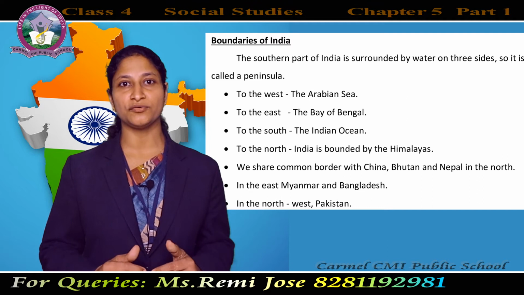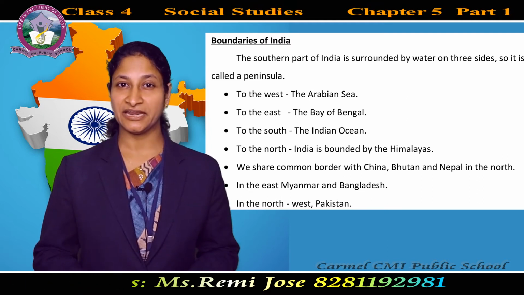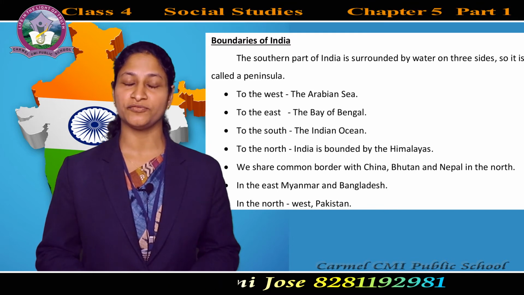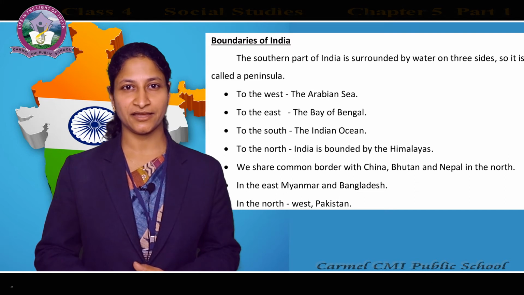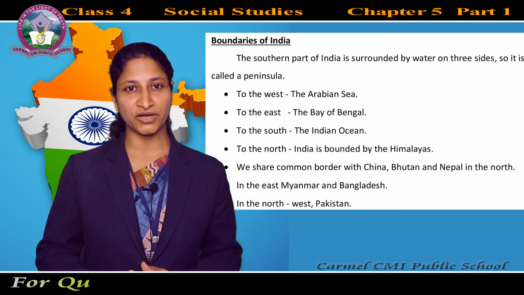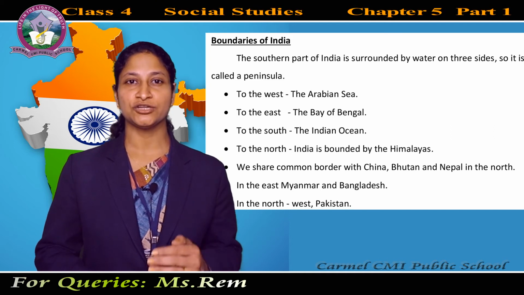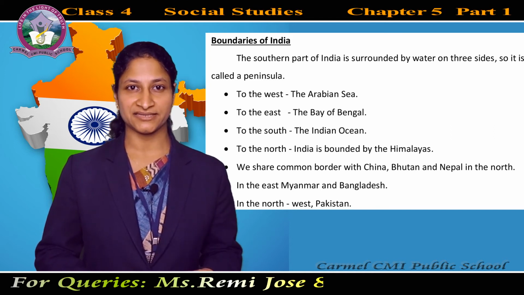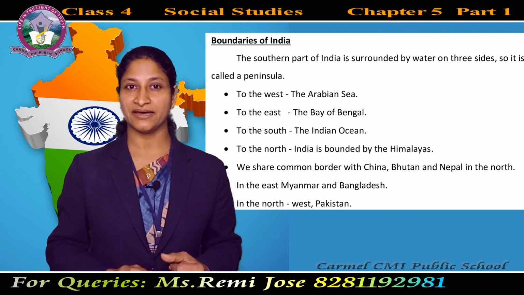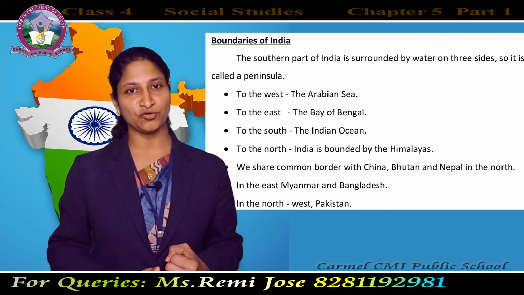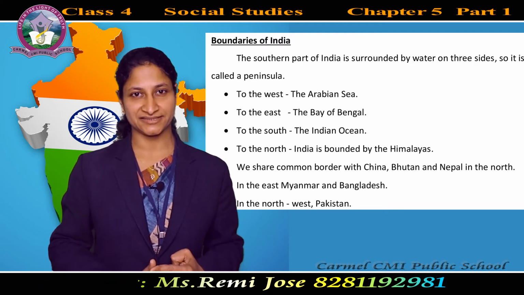The northern boundary of our country is the Himalayas. Name the four boundaries of our country. To the west, the Arabian Sea. To the east, the Bay of Bengal. To the south, the Indian Ocean. And to the north, the Himalayas. Once again, the four boundaries are the Arabian Sea, the Bay of Bengal, the Indian Ocean, and the Himalayas.